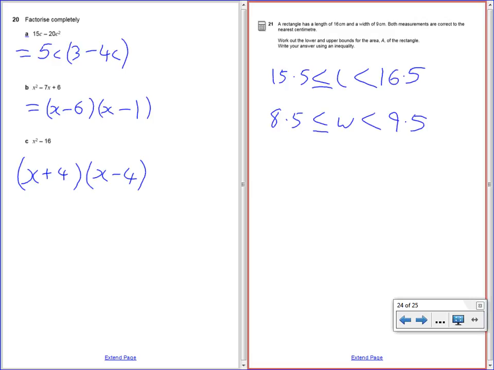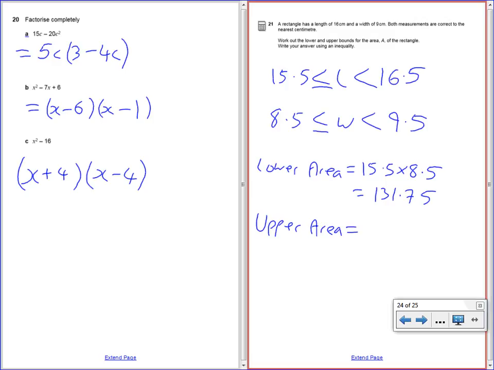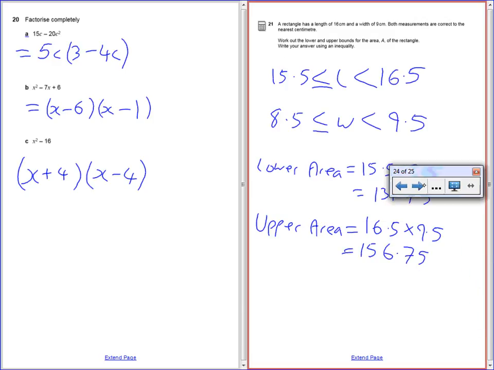So for the area, the lower bound for the area is going to be the lower bound for the length times the lower bound for the width. So that's 15.5 times 8.5, which is 131.75. Whilst the upper bound for the area is going to be upper length multiplied by upper width. So 16.5 multiplied by 9.5 is 156.75. And then we're asked to give our answers as inequalities.